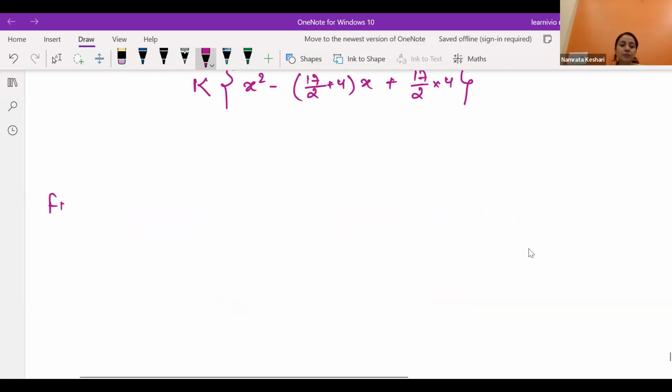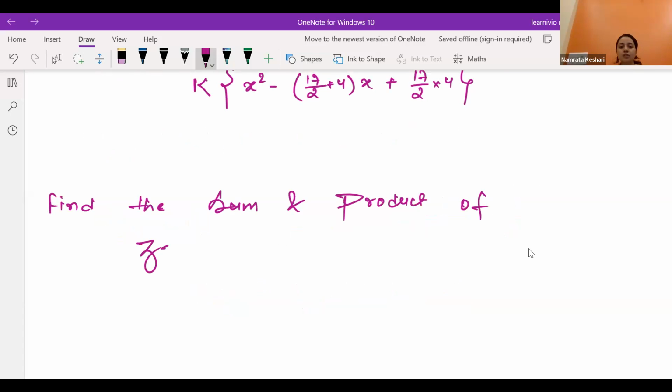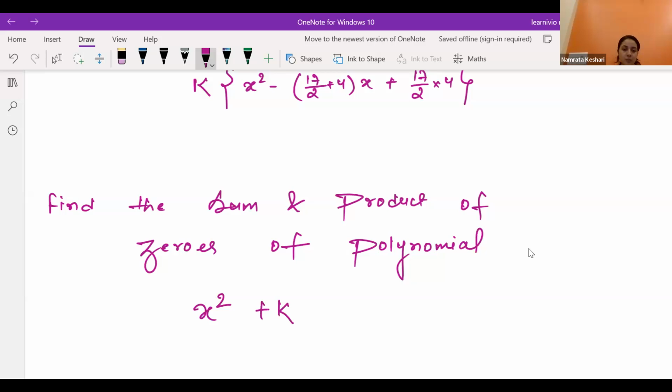Find the sum and product of zeros of the polynomial x square plus k. Very simple question. You don't have to do anything, you are just supposed to write it.